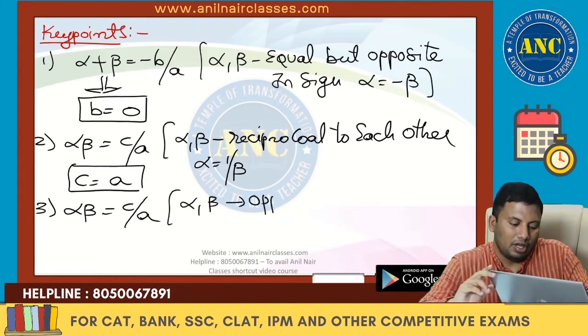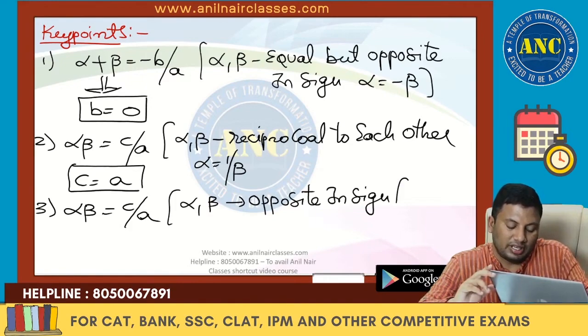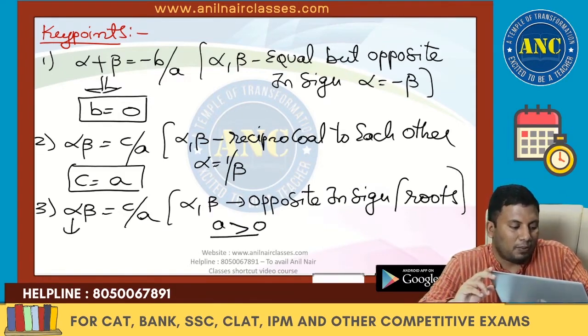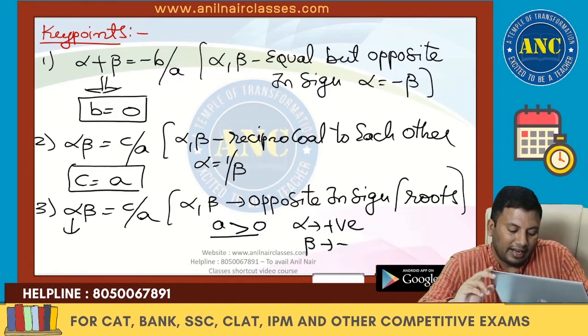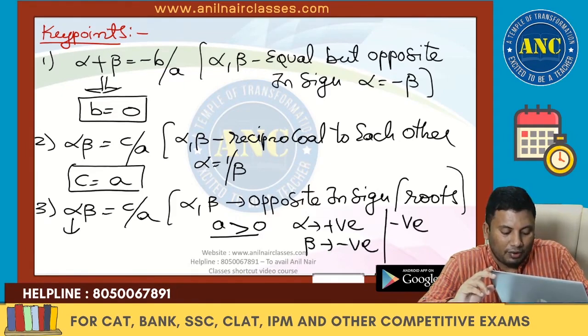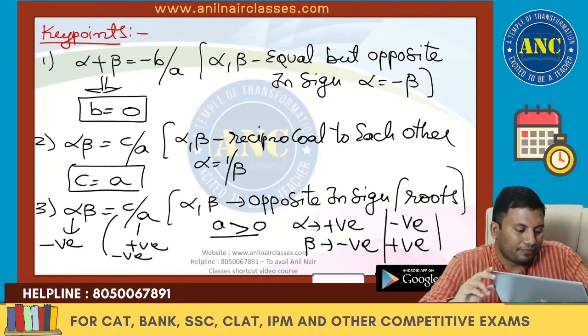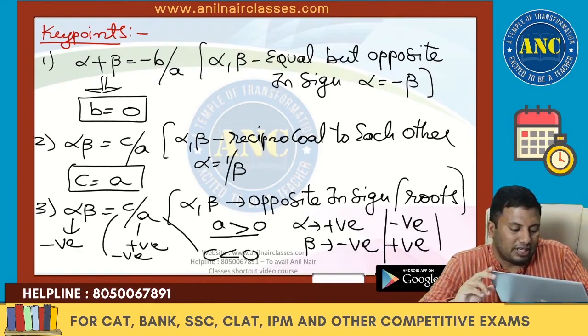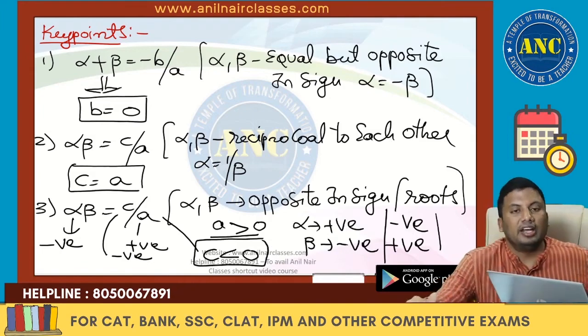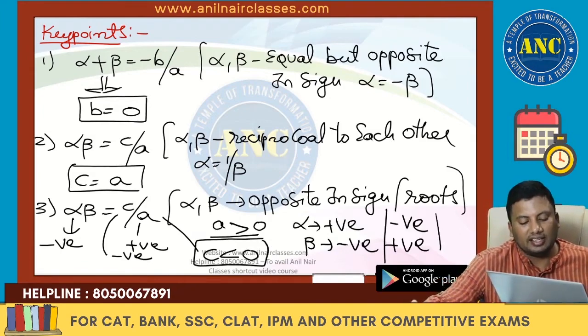Alpha and beta, the roots are opposite in sign, with A greater than 0. That means if alpha is positive, beta will be negative. If alpha is negative, beta will be positive. So C will be negative. If they are opposite in sign, what will be the condition? The condition is C is less than 0.